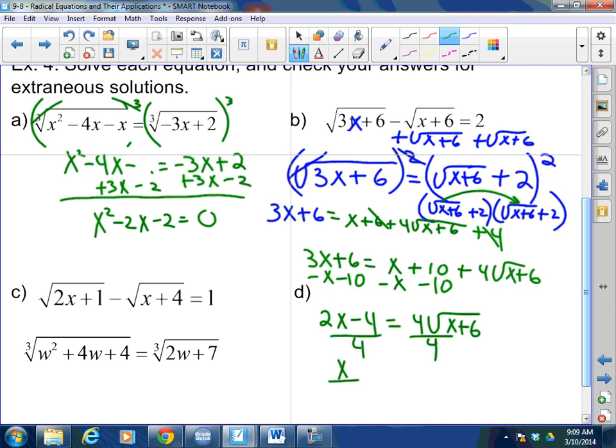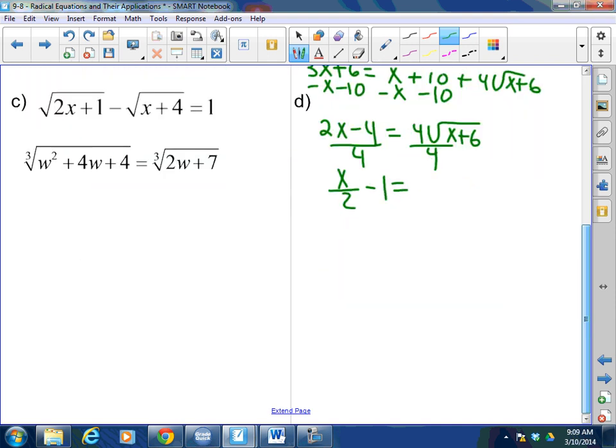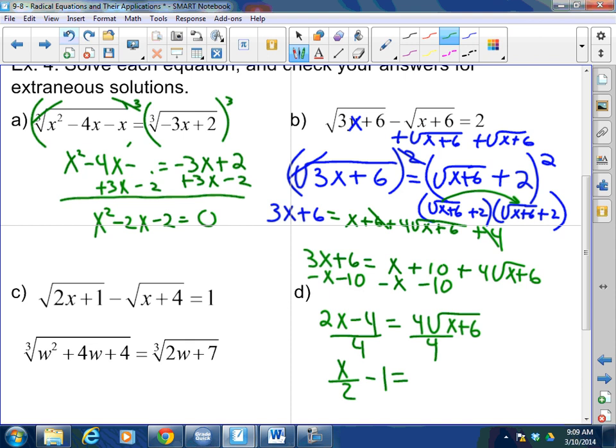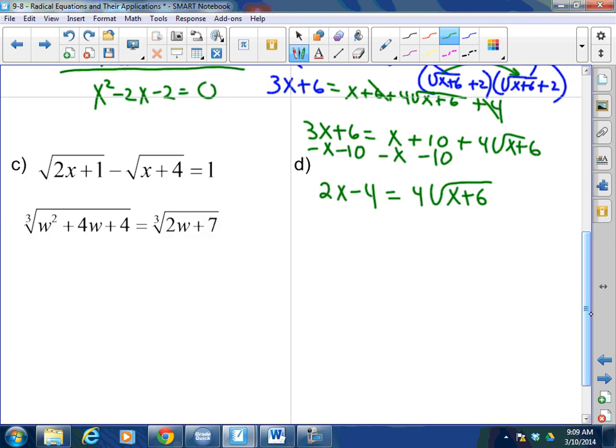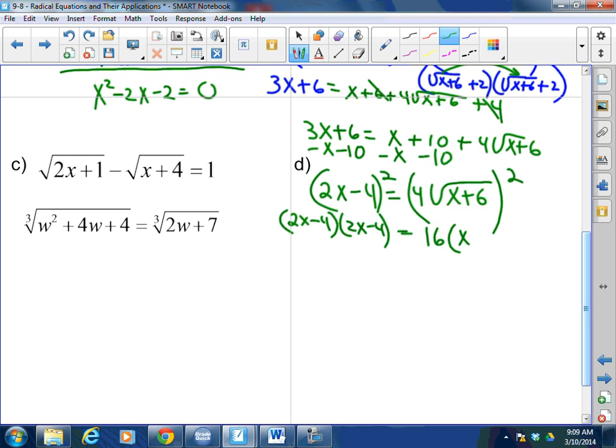So I have x over 2 minus 1 equals, actually, you know what? Let's not work with fractions. Don't do that. Don't work with fractions with this, because that's going to make your life miserable. At this point, I need to get rid of another square root. So what do we do? Square both sides. So I have 2x minus 4 times 2x minus 4 equals, this squared becomes 16 times x plus 6, because 4 squared is 16, and this 2 cancels out that square root.